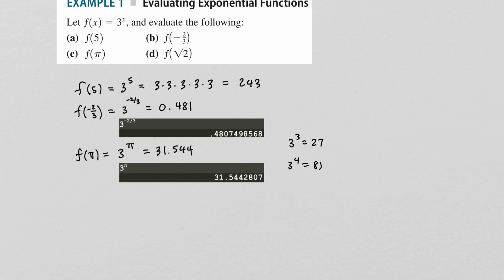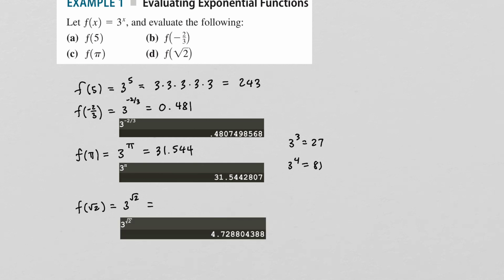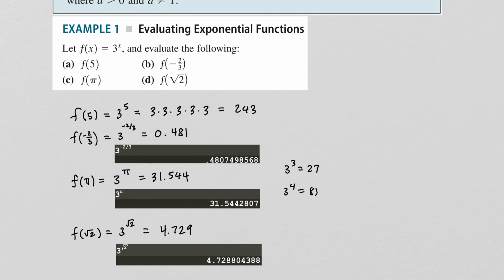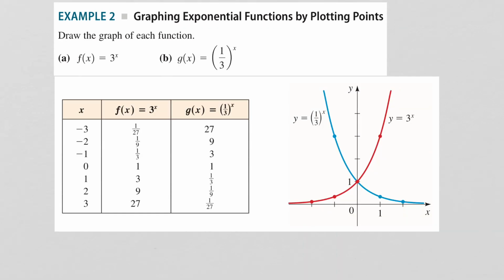And finally, we have f of radical 2. So this works the same way. We're going to have 3 raised to the radical 2 power. And on a calculator, we have 4.729. So with a calculator, finding values of exponential functions is quite simple, but I think the key takeaway here is that you will need a calculator for many of these values.